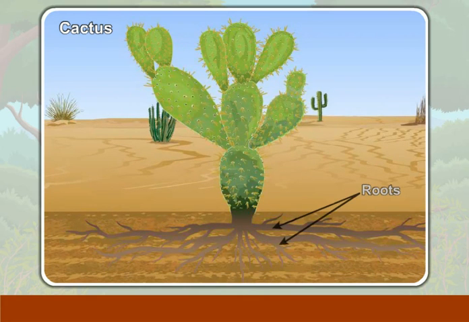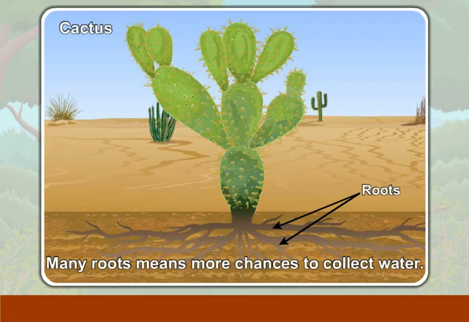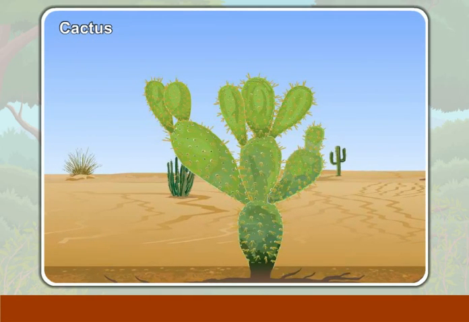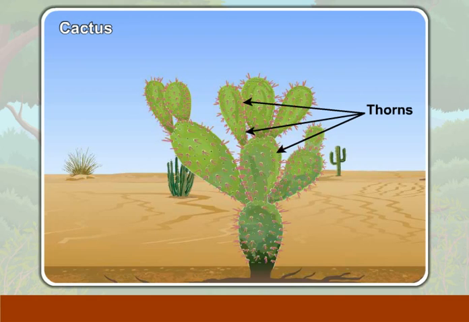These are the cactus roots. The cactus has long roots which go deep into the soil to collect water. A cactus plant has many roots. Many roots means more chances to collect water, isn't it? Again, take a look at the cactus. Do you see any leaves? No, you don't. You can see many thorns instead.